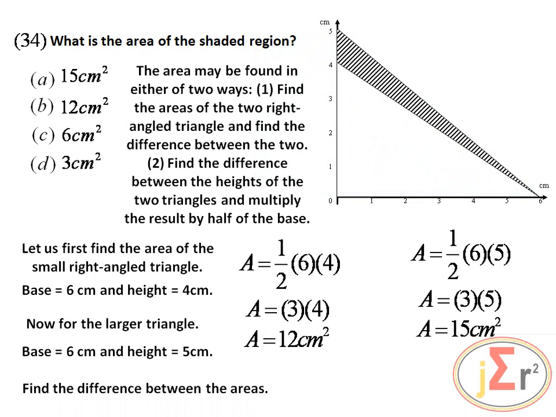Find the difference between the two areas. That's very simple. 15 minus 12 is equal to 3. That's 3 centimeters squared. The correct answer is option D.